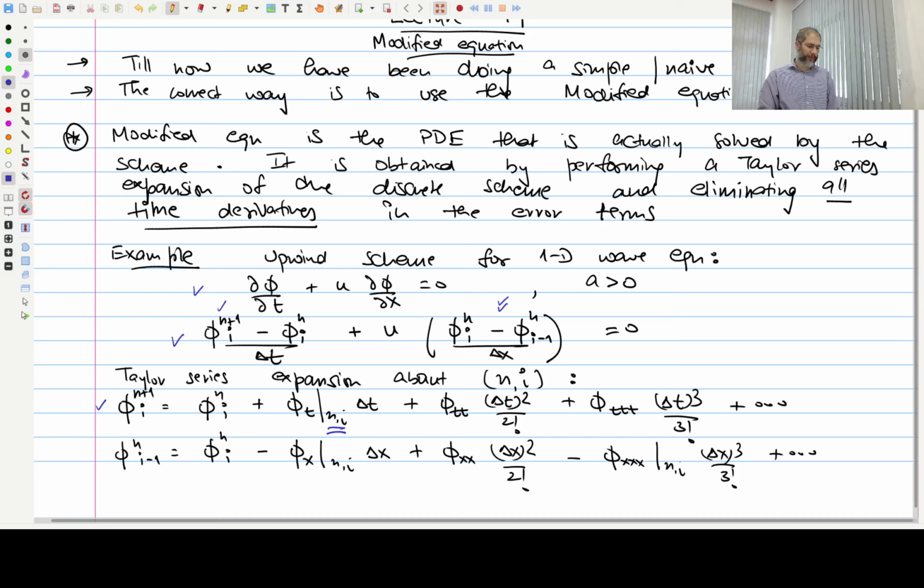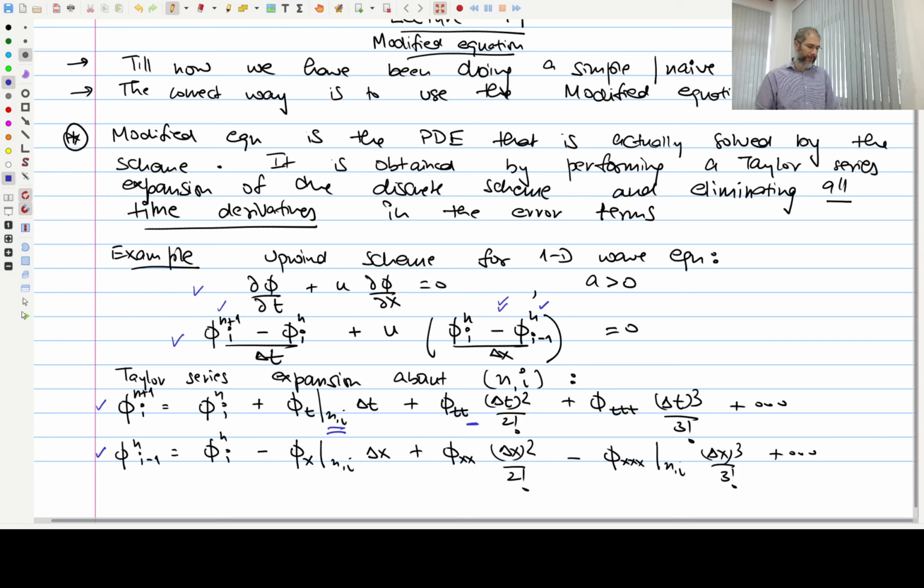So I just write it for the first, phi t. Phi subscript t is del phi by del t. I've written that at n comma i, and all the other derivatives also at n comma i, but I'm not explicitly specifying it just to save some work. So we have phi t, phi tt, phi ttt, and so on. Similarly, we also have a term phi n i minus 1, so that we'll again expand about n comma i using the Taylor series. In this case, it's only the x direction, so we have only the x derivatives of phi here.